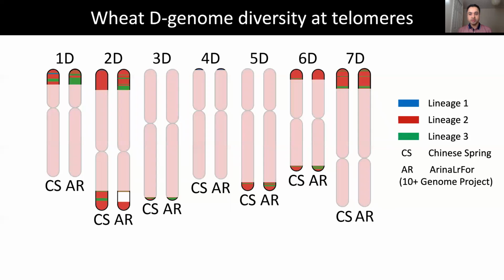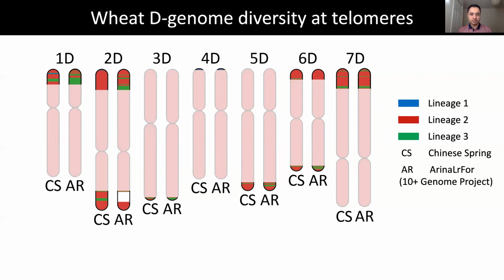In particular, the signatures from lineage 3 and 1 are present towards the telomeric regions of all the D genome chromosomes. Could it be that the Aegilops tauschii sample, which was involved in the polyploidization event, was itself an admixture of the 3 lineages? This seems unlikely because in many cases, Chinese Spring and Arena have alternating lineage 2 and lineage 3 alleles at the same locus.